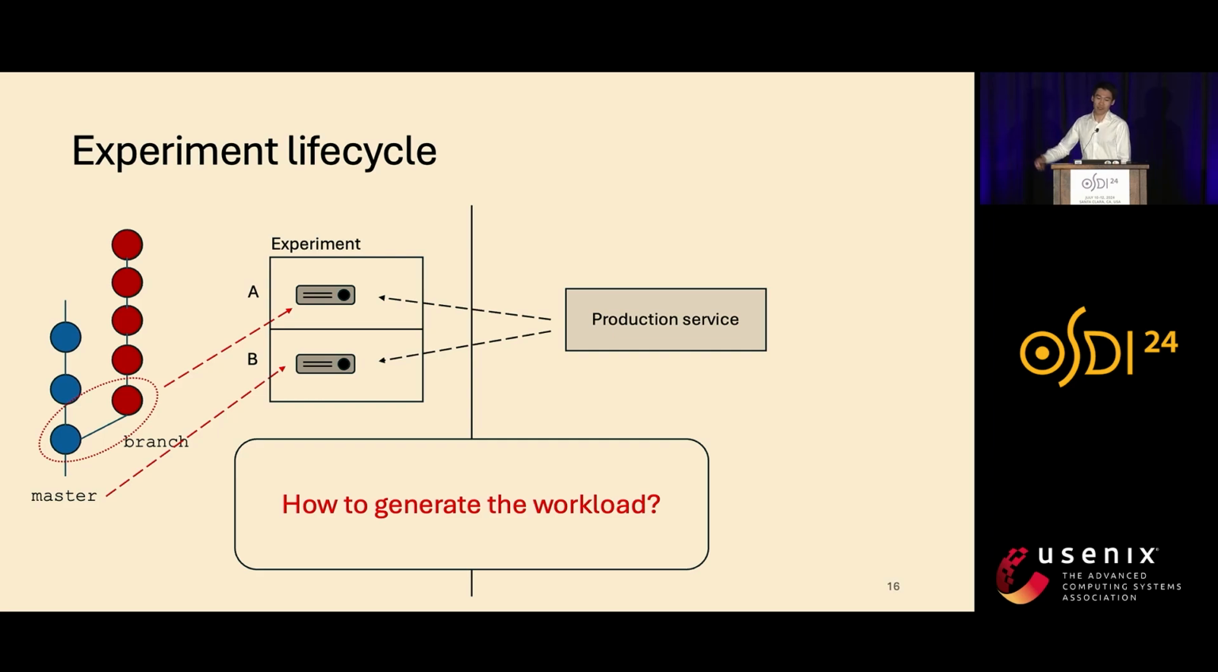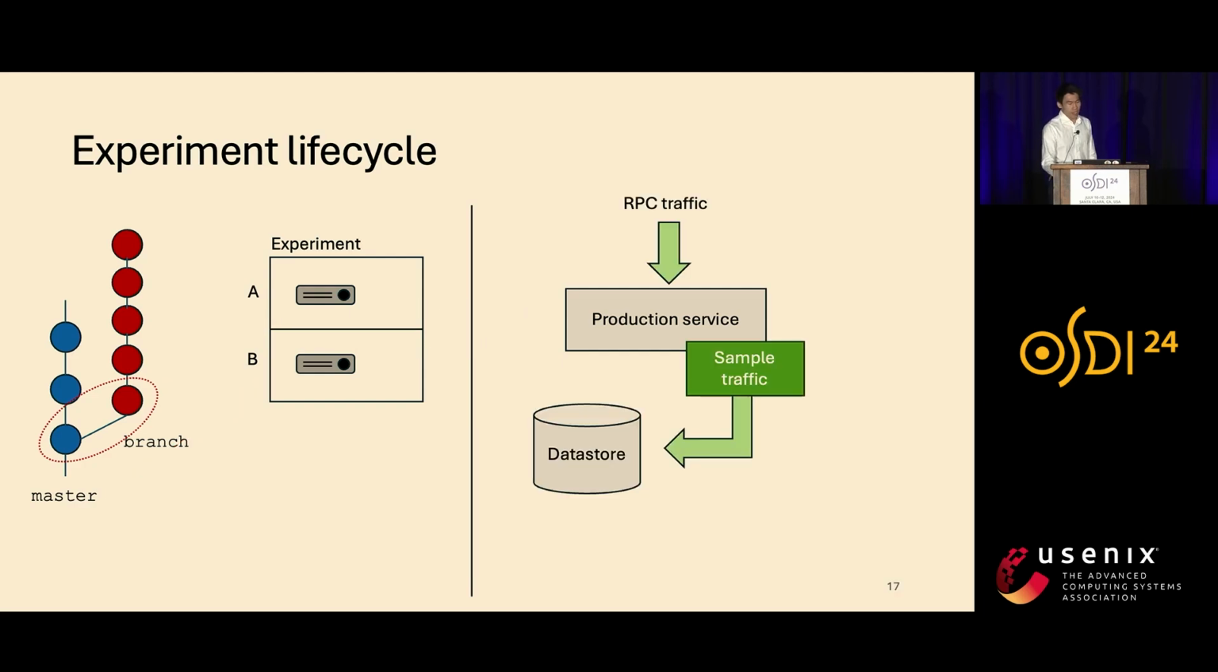But once we have this deployment, we need to come up with a performance benchmark to understand the change in performance that this commit will have. And we want to be able to do this in a generic way, and a way that's also representative of production. And so what we do is we take production RPC traffic, and we sample that and store it to a data store. And when we want to run our performance experiment, we simply replay that RPC from storage.